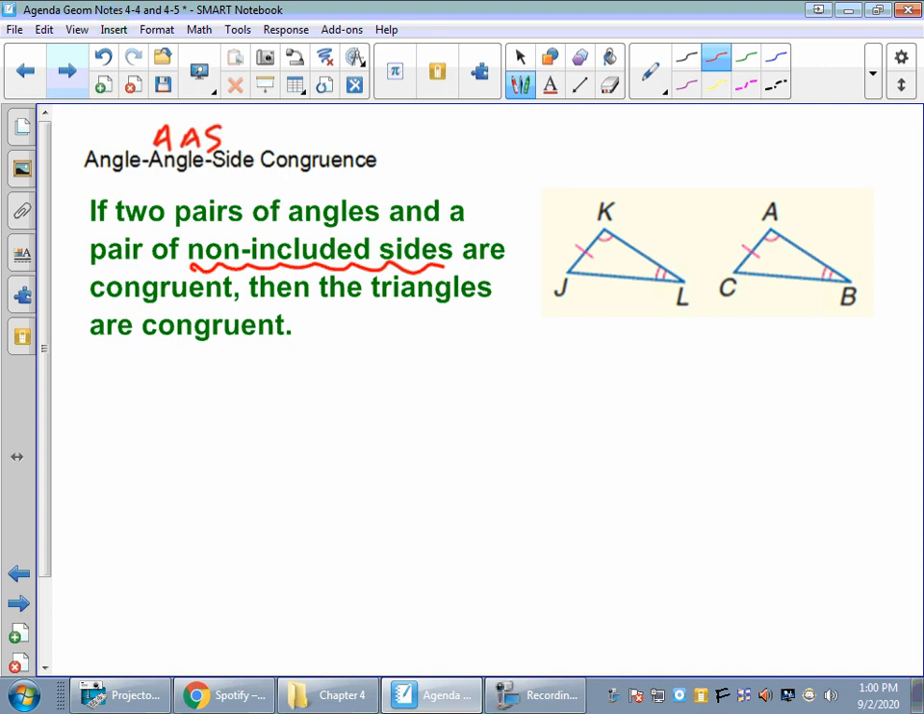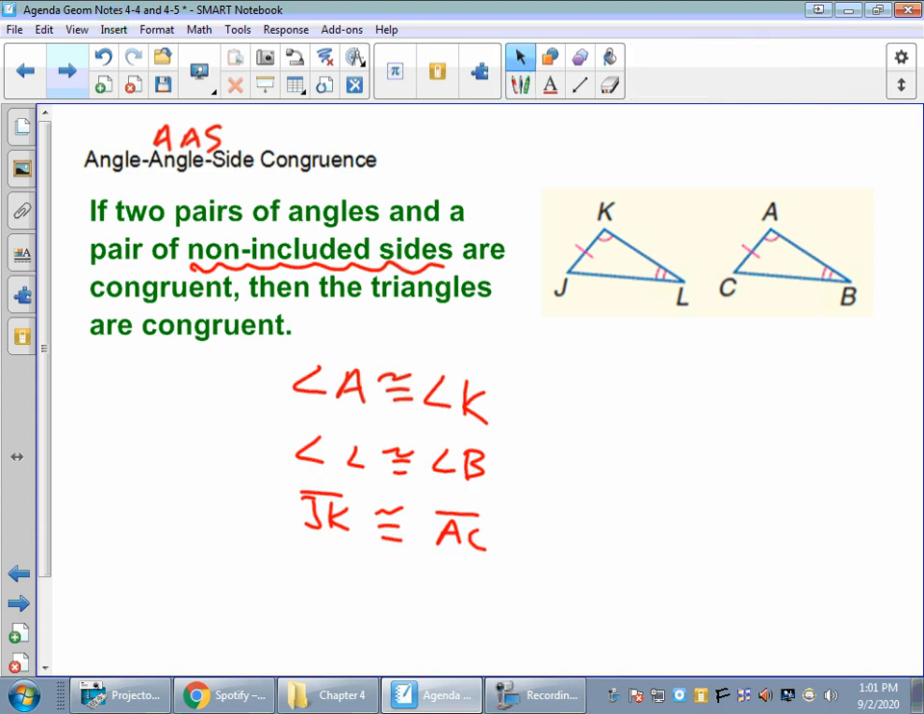Okay? So the example here would be you've got angle A and angle K that are congruent. You can show that with a single dash mark. You've got angle L and angle B. And then you've got two sides. You've got side JK and you've got side AC. However, it's not included, so we'd be talking about angle, angle, side.